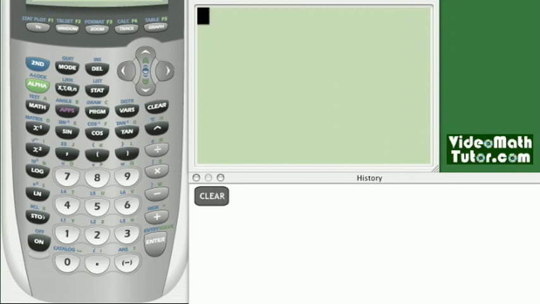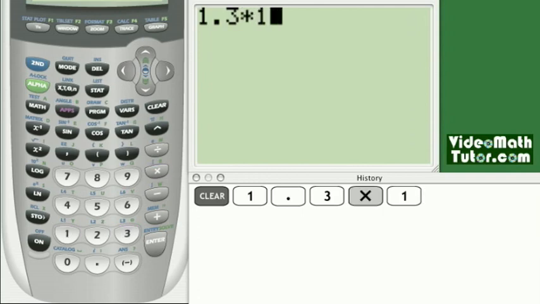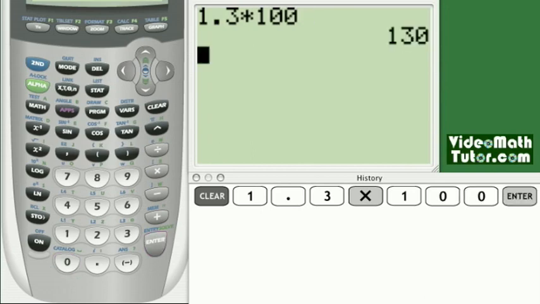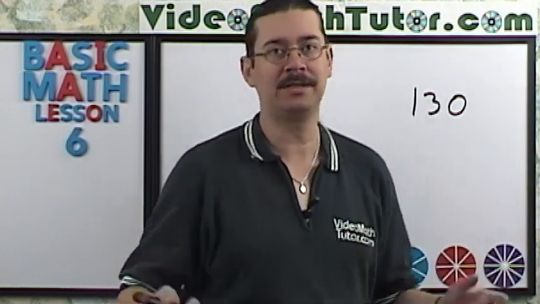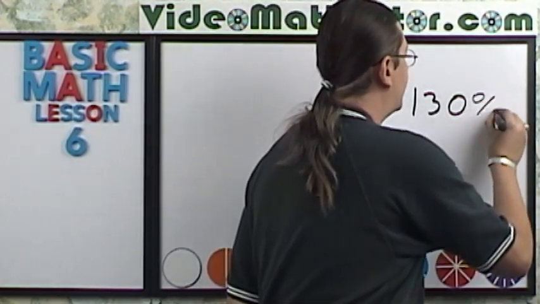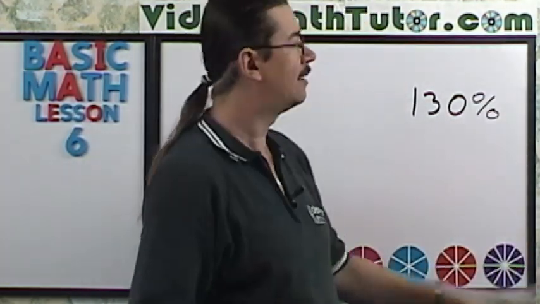Our first step is to clear the screen. Now let's just put in our number, 1.3. Now to convert this to a percent, just times it by 100. So let's do that. There's our 100, and of course, enter. So for our final answer, all you really need to do is just tack on the percent symbol or percent sign, and you're done.